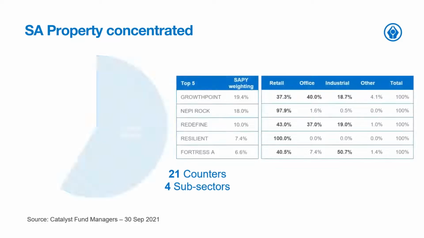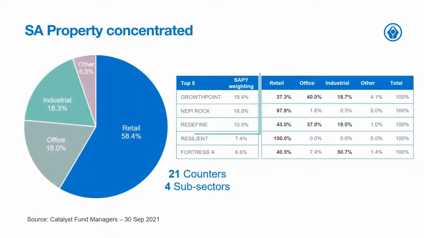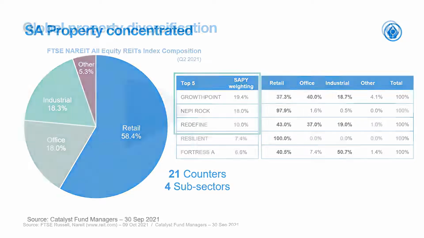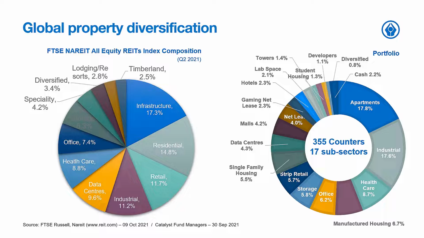For example, if you have a look at our local property market, the top 3 shares basically dominate their entire exposure. 50% of the index is made up of the top 3 shares. So we've got about 22 odd companies that we can invest in across 4 subsectors in South Africa. In contrast, if you had to look at global property, you're looking at something like 355 companies across 17 subsectors. But the important thing to note here is it gives us the ability to be very, very strategic and almost surgical in terms of the kind of exposures that we seek to take.